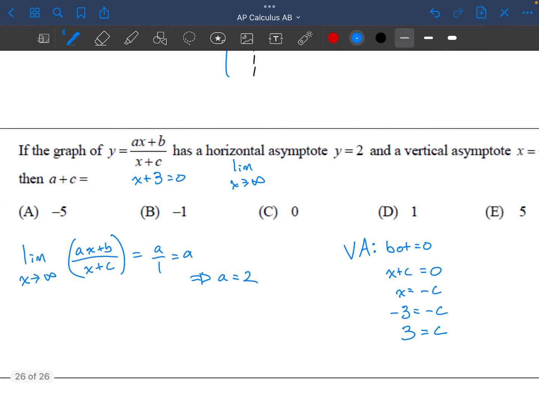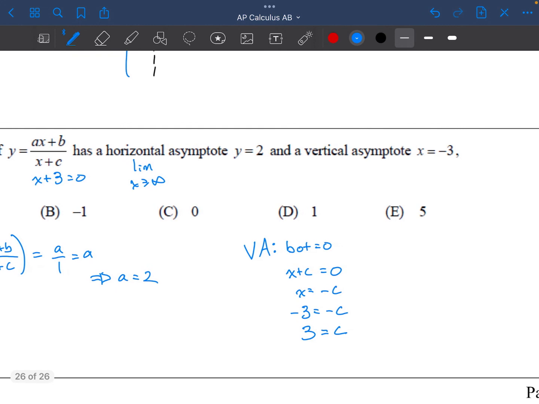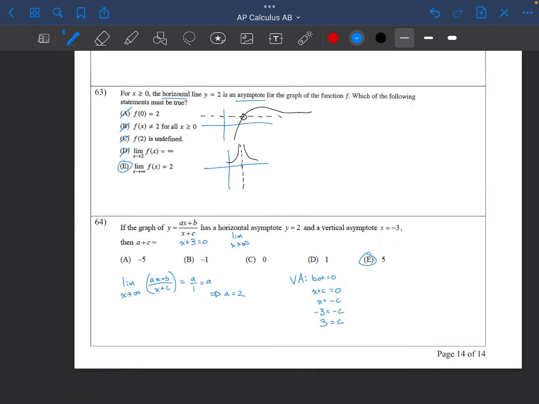We have our value of a, we have our value of c. We're going to add those together. 3 plus 2 is 5. Correct answer here is E. Wow, and that concludes the packet.